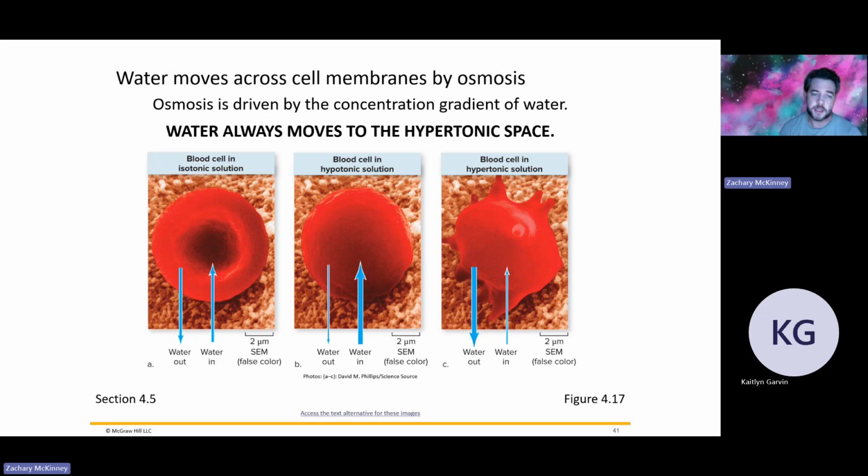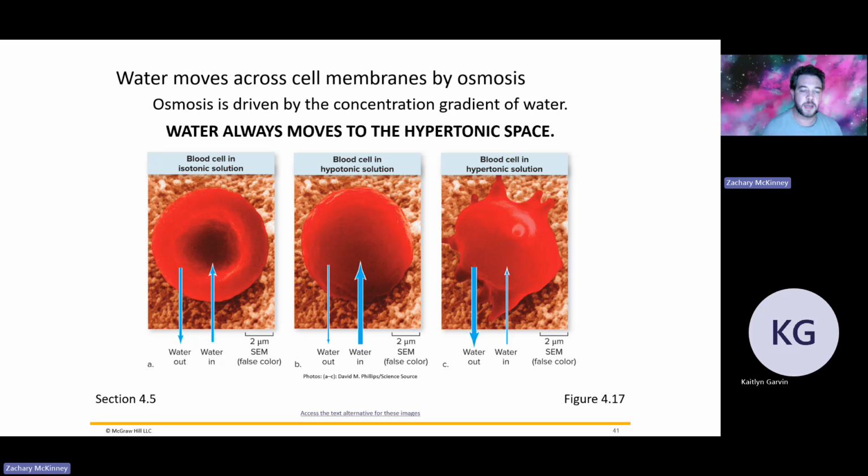We look at red blood cells. So what's important to remember is that water always moves to the hypertonic space. Plug that into your brain, get it stuck in there. Water moves to the hypertonic space. Whatever compartment has more solute, that's where water is going to go. It's going to flow out to there.